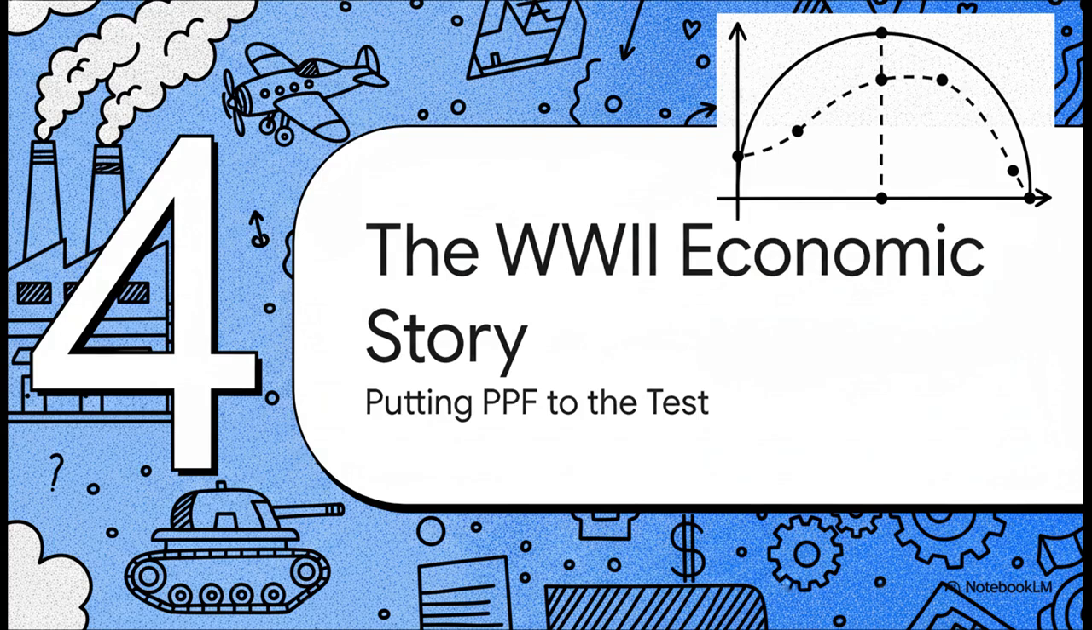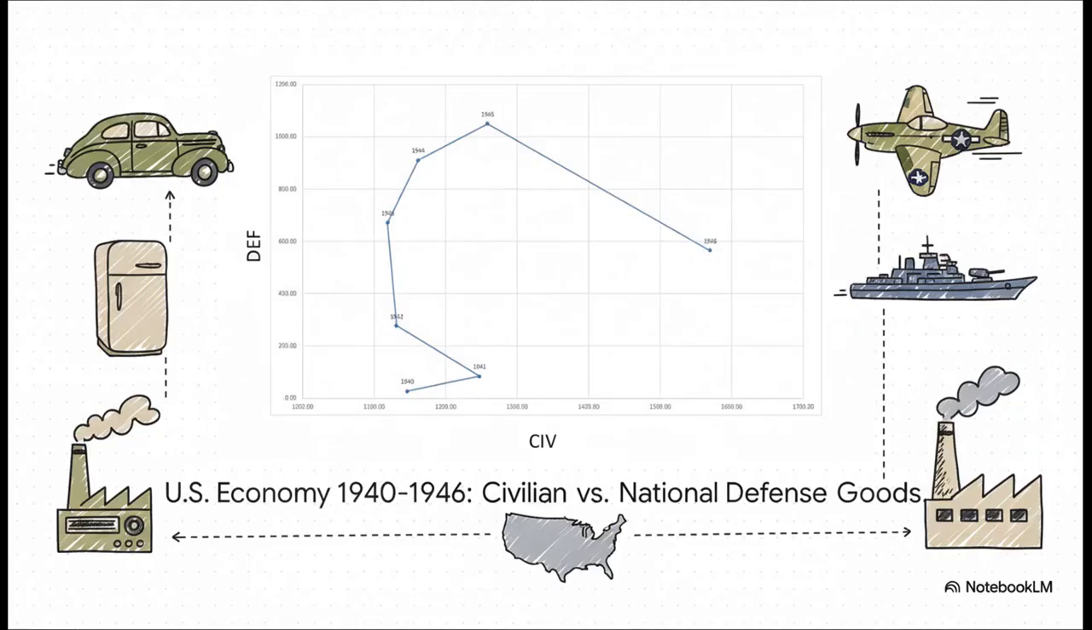Okay, theory is great, but let's make this real. It's time to go back to that puzzle I mentioned at the very beginning. Let's apply everything we just learned to the actual real-world data from the US economy during World War II. Check this out. What you're looking at here plots the production of goods for civilians, cars, refrigerators, against goods for national defense. And each of those dots is a specific year, from 1940 to 1946.